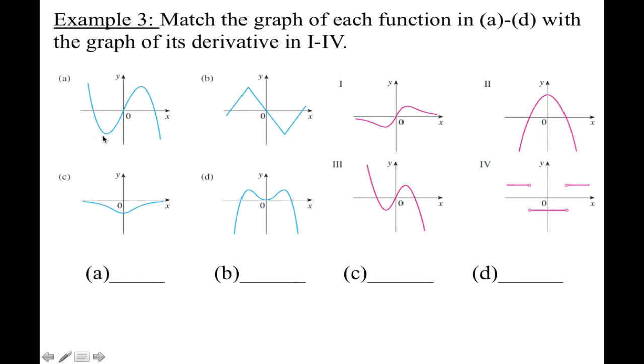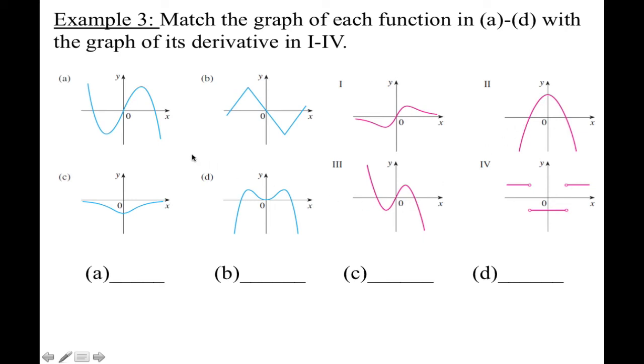So if I look at A, I have a horizontal tangent line here and here. That tells me that I have two horizontal tangent lines, so I should have an x-intercept right around here and another x-intercept right around here. So if I look at my options, I know 1 is out, 2 is a possibility, 4 is out, and 3 is a possibility. So I just narrowed it down to 2 and 3.